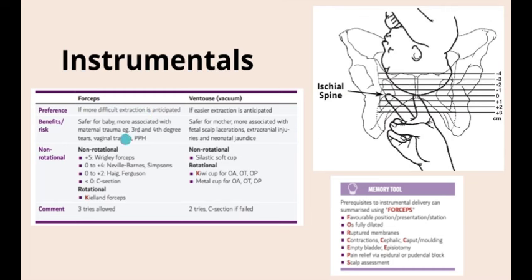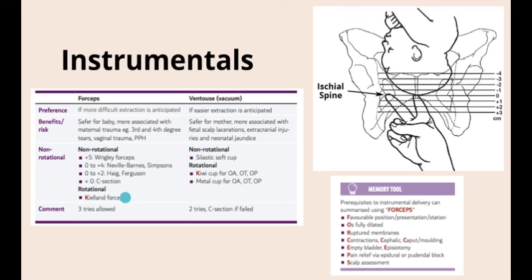In terms of which causes more injury, forceps typically cause more maternal trauma, 3rd or 4th degree tears, whereas ventouse or vacuum deliveries typically cause more fetal scalp lacerations and neonatal jaundice, extracranial injuries, and hematomas and things like that. In terms of the different kinds of forceps, I will talk a little bit about the different kinds and how to remember them. But there's rotational and non-rotational.